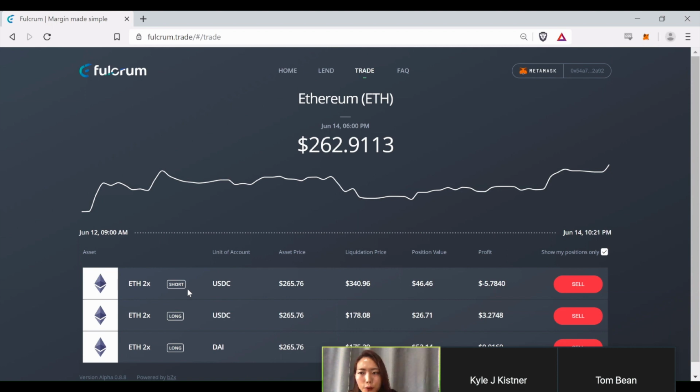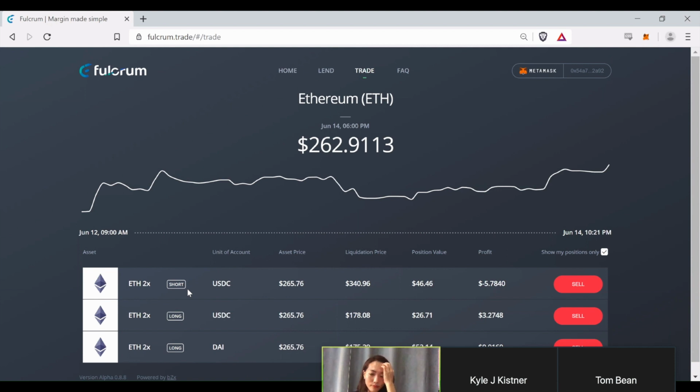For the casual trader or the DeFi newbie who wants to try margin trading for the first time, how would it be beneficial for them when liquidating their margin position on Fulcrum as compared to other platforms?